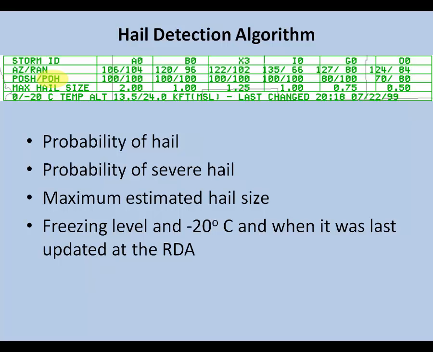Okay, on to the HDA. HDA has several outputs. The first one is the probability of hail, the POH, and the probability of severe hail, the POSH, maximum estimated hail size, and what else can you get from the HDA? You can get the freezing level and -20 level, and what time it was last updated at the RDA.